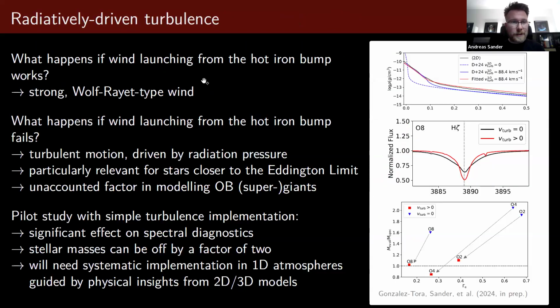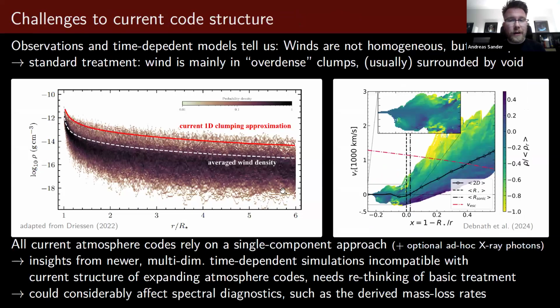Due to time reasons, I will skip over the radiative-driven turbulence. Feel free to ask me more about that. There are also significant challenges to the 1D structure. So what we do at the moment with the 1D codes is nice, but we also know that there are remaining construction sites which will require us to rethink what we do in our current hot star atmosphere models.